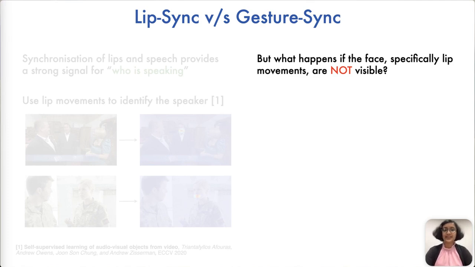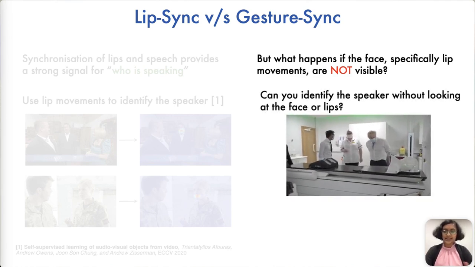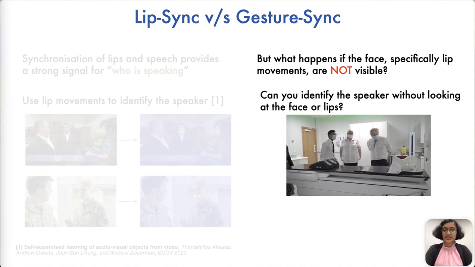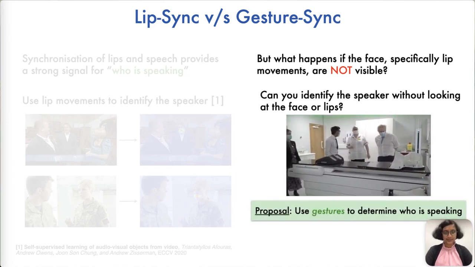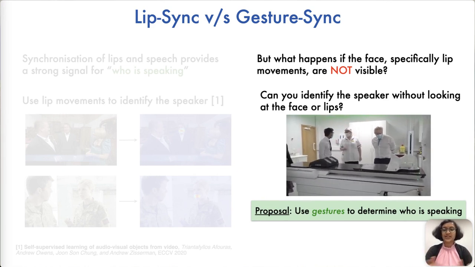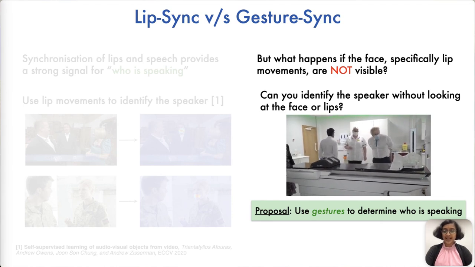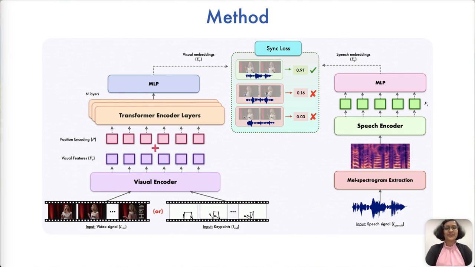One such example where the lips are occluded is shown below. So in all these cases, relying on traditional lip synchronization signals will not be applicable. Thus, our proposal is to determine who is speaking from gestures alone. This is a very challenging problem because the correlation between speech and gestures is much looser than that between speech and lip motion. Now that we know the importance of using gestures, let us proceed to explore our architecture.